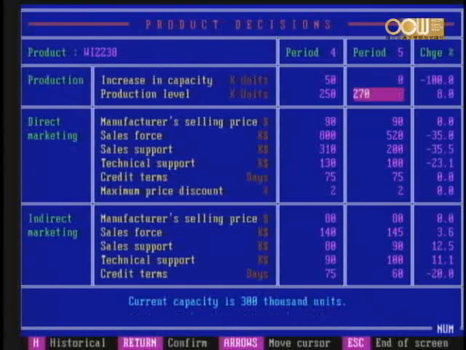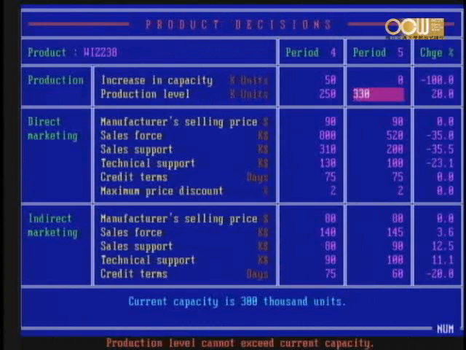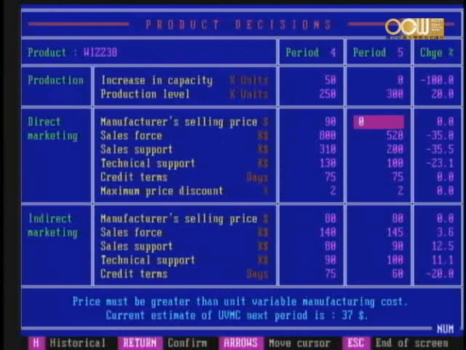So, and then you got 270. Look at that. Anything under 300 is okay. So I can put 270, or I can even put 300, no problem. But you cannot say, I want to put 350. That's why 350. See? There's a red color coming out because your capacity is 300. You cannot produce more than 300. Okay, so let's put 300. All right, and all the rest you can change.